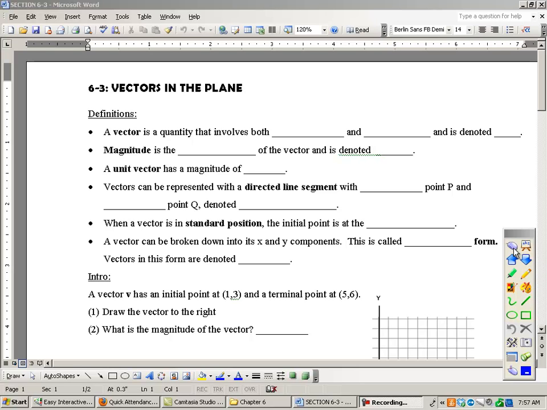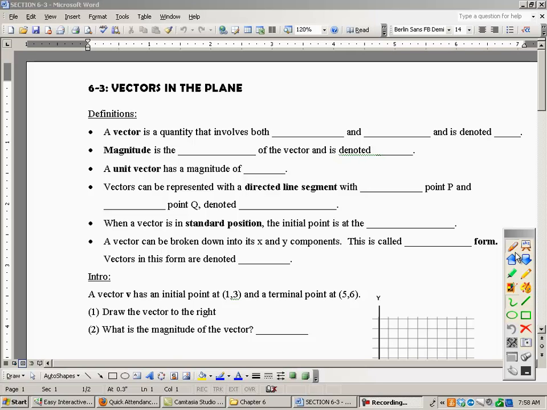Welcome to section 6.3. We're dealing with vectors in a coordinate plane today. This is a very physics directed lesson. So those of you that have taken physics before, this may seem much easier because of your physics background. What we're going to do is talk about all these definitions first, and then we'll go into some basic information. What we want to start with is the idea of a vector.